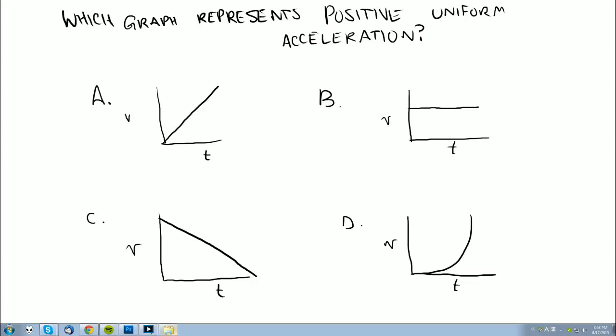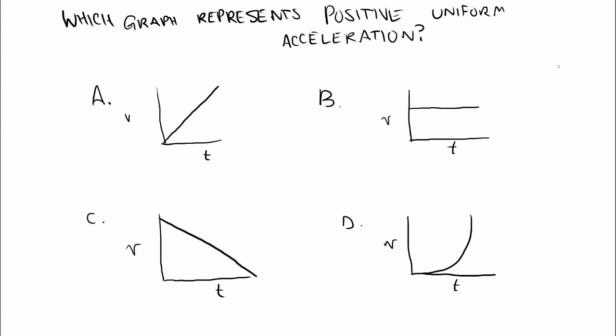So in this question, it's asking us which graph represents positive uniform acceleration. What we're looking at here is we're visually representing how we define acceleration. Acceleration in terms of formulas is velocity over time. Okay, so it's how, as time progresses, the velocity changes.